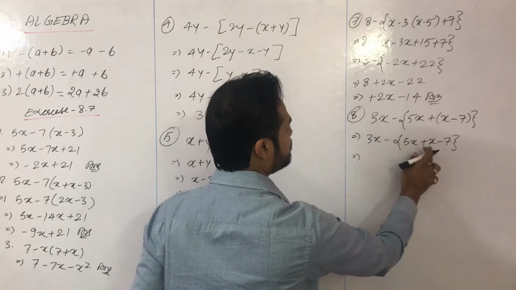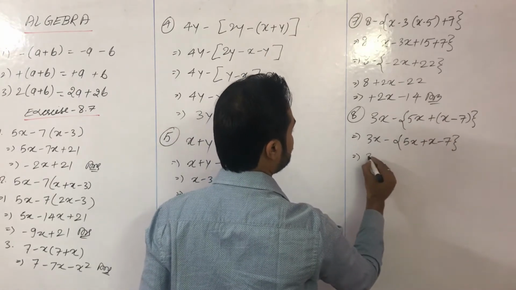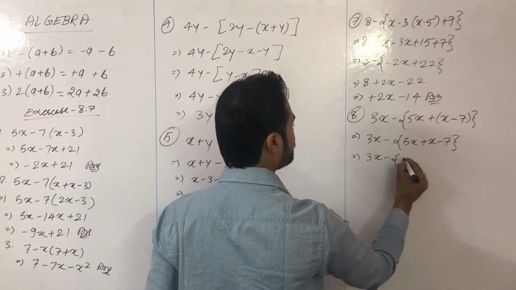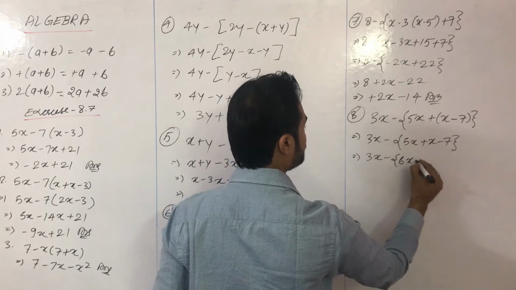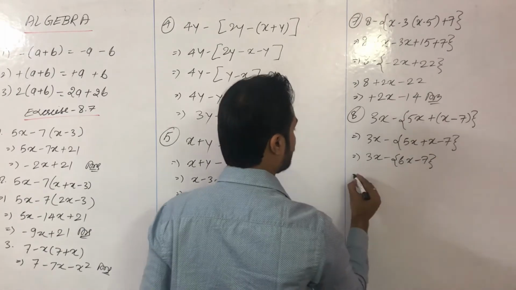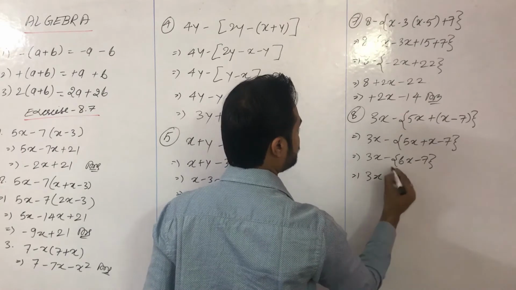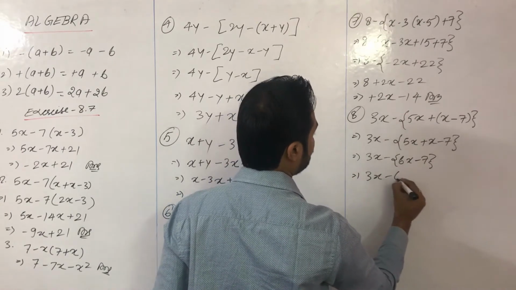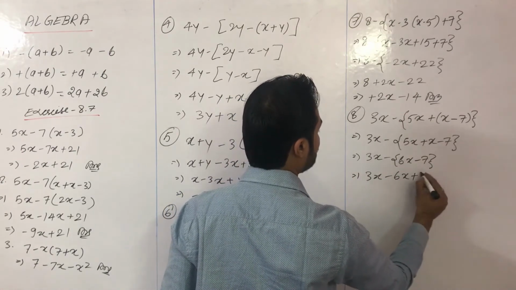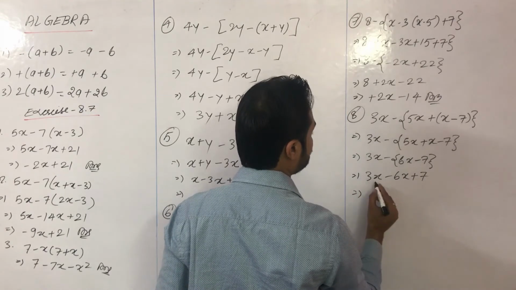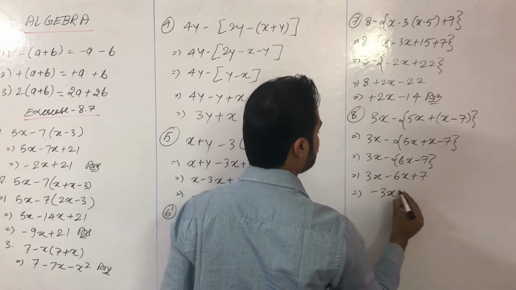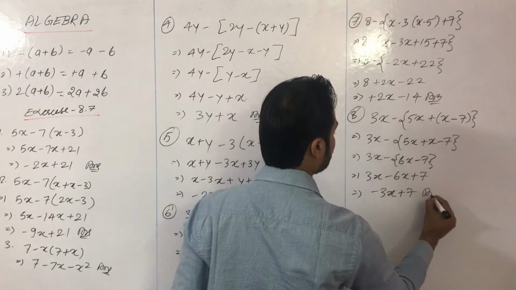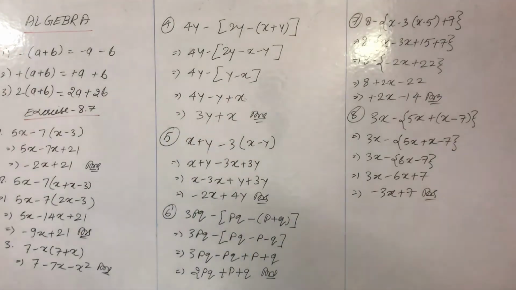Again 5x and x, so 5x plus x will be 6x, so 3x minus 6x minus 7. Again we'll open this bracket, so minus 6x and minus minus plus 7. In the last step, 3x minus 6x is minus 3x plus 7, which is the final answer.